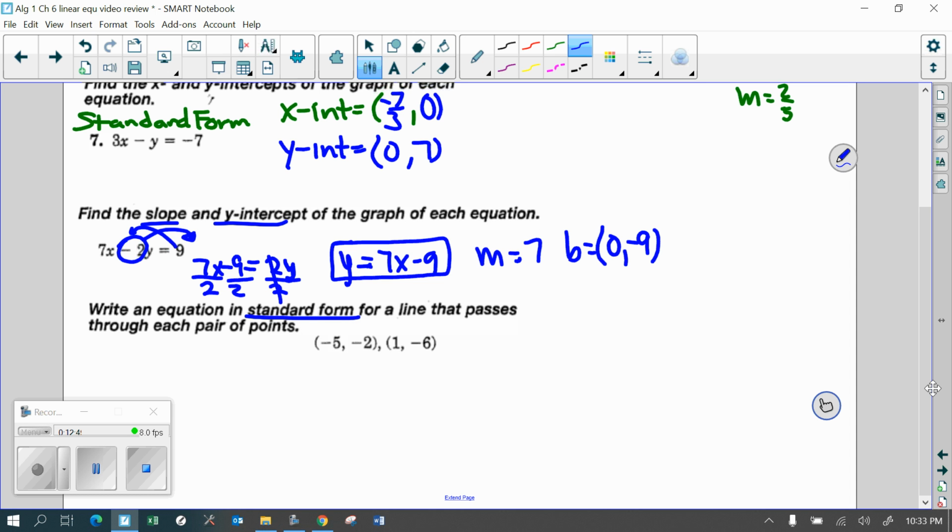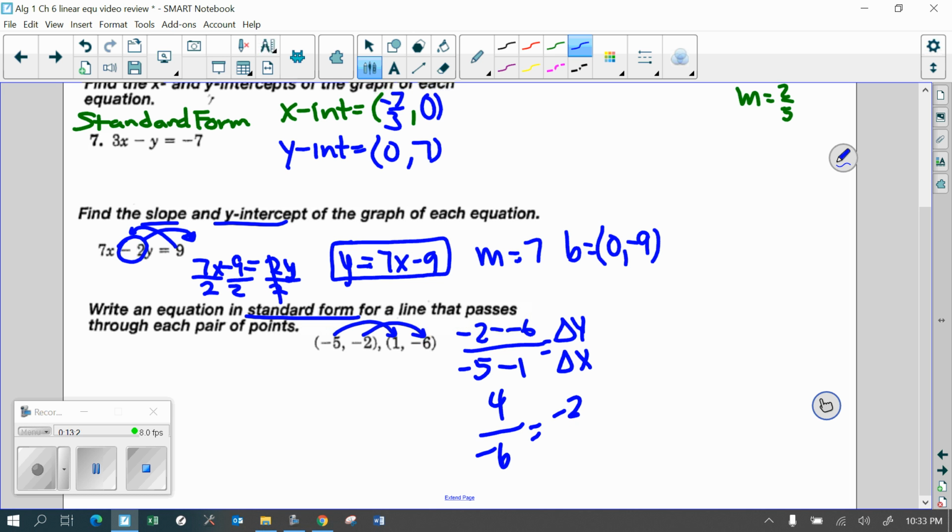Write the equation in standard form, Ax plus By. I've already talked about that. It passes through a pair of points. Remember, I told you I'm going to start with point-slope form, which means I have a point, but I need a slope. Change in y, -2 minus -6, that's change in y over change in x. Again, I went this direction because I want my numerator to be positive. Then -5 minus 1, change in x. So I get 6 minus 2 is 4, and -5 minus 1 is -6, and that simplifies down to -2/3 for m.